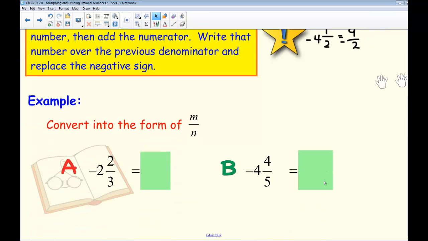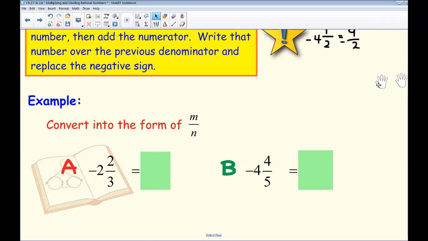So here I have a couple of examples to get you to practice converting negative mixed numbers into improper fractions. So take a pause and try these out for yourself.